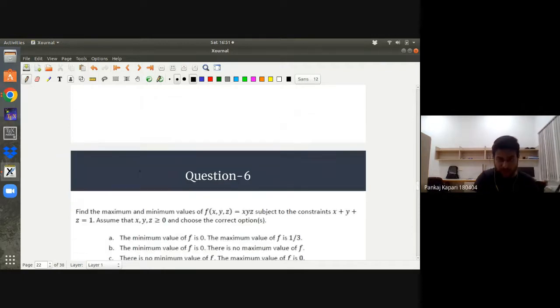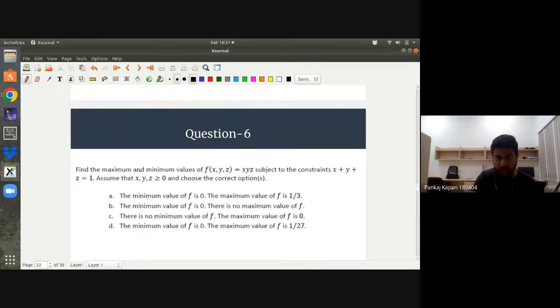Okay, let's move to the next problem, if you have noted the problem. Again, the problem says that you have to find the maximum and minimum value of the function.